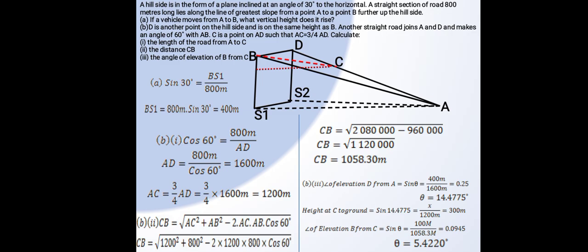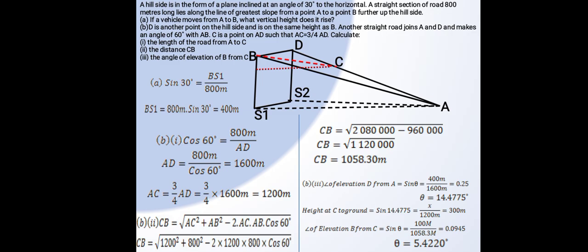Now, part B, we have been asked, D is another point on the hillside and it's at the same height as B, which means S2D is also 800 meters. Now, another straight road joins point A to D and makes an angle of 60 with AB. C is a point on AD such that AC is 3/4 of AD. Calculate 1. The length of the road from A to C.